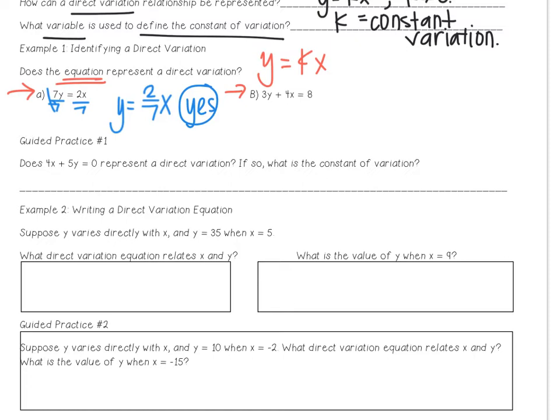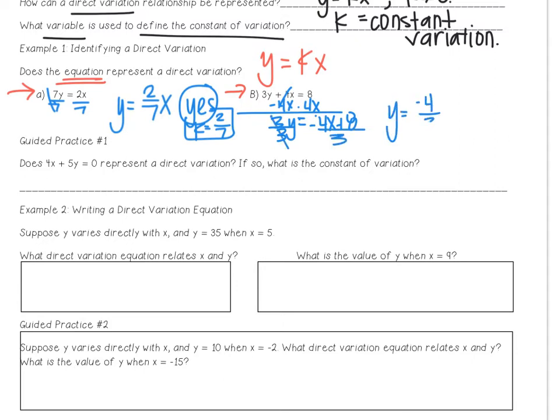They ask you for the constant of variation. You're going to say k equals 2/7, so it's whatever number you're multiplying by x. For B, get y by itself, so first we'll subtract 4x, and we get 3y equals negative 4x plus 8. Now we have to get y by itself, so we're going to divide both sides by 3. And you get y equals negative 4/3 x plus 8/3.